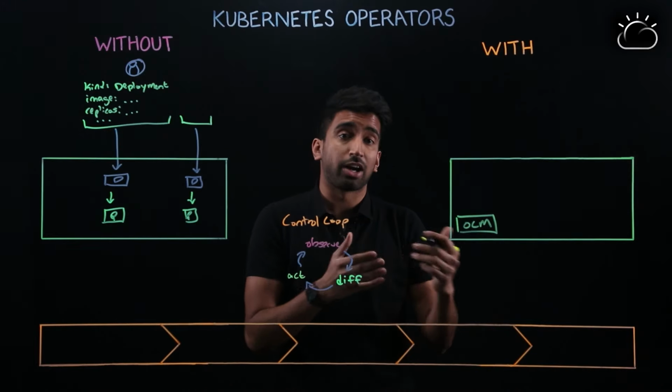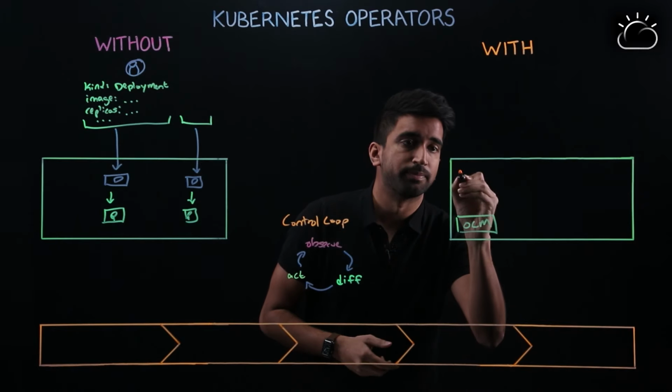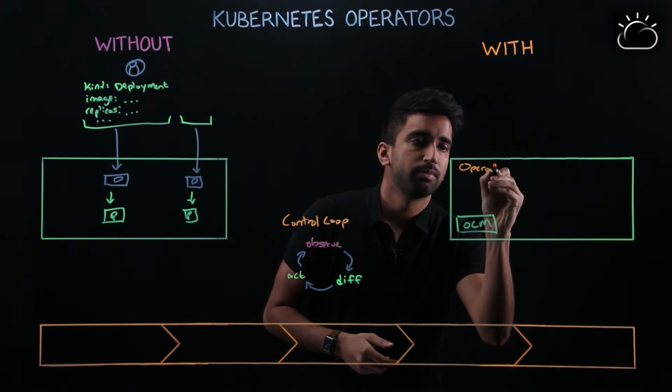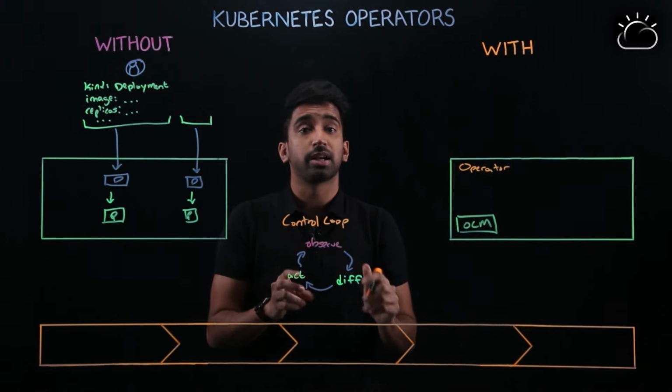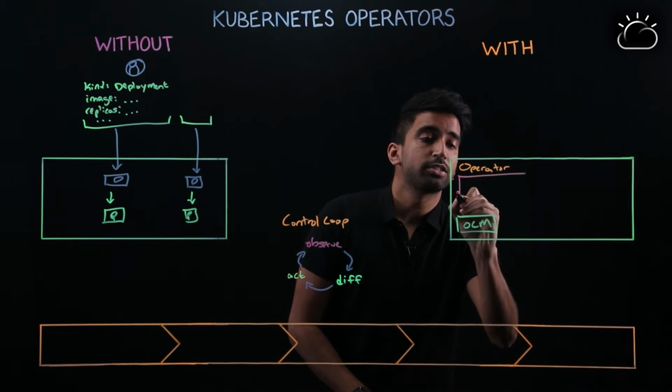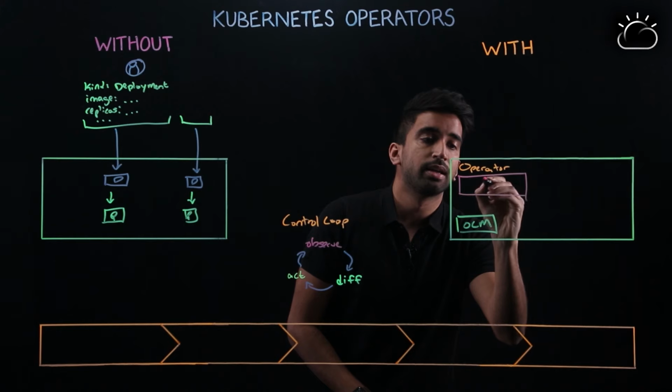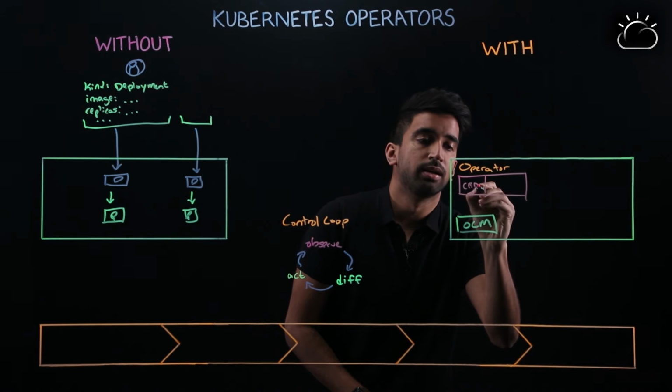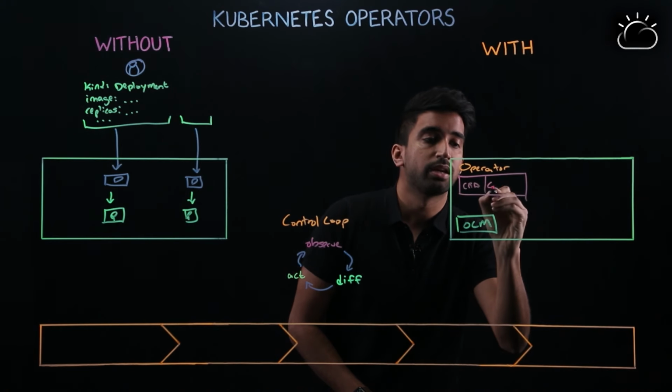Next, you deploy your actual operator into the cluster. The operator is made up of two major components. The first component in an operator is going to be the CRD. The other one is going to be the controller.